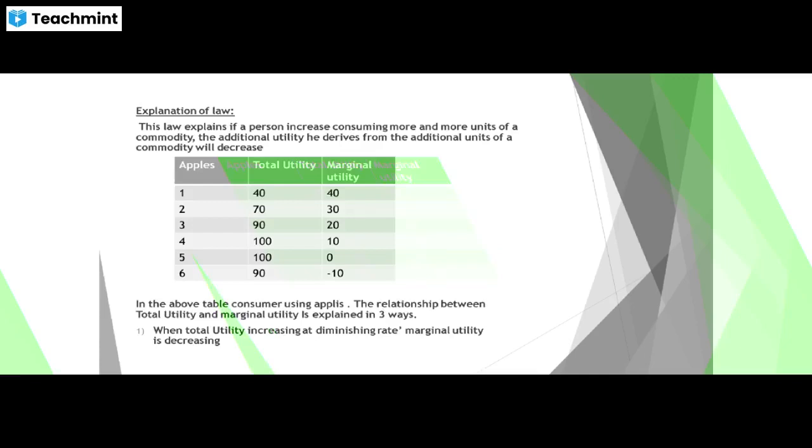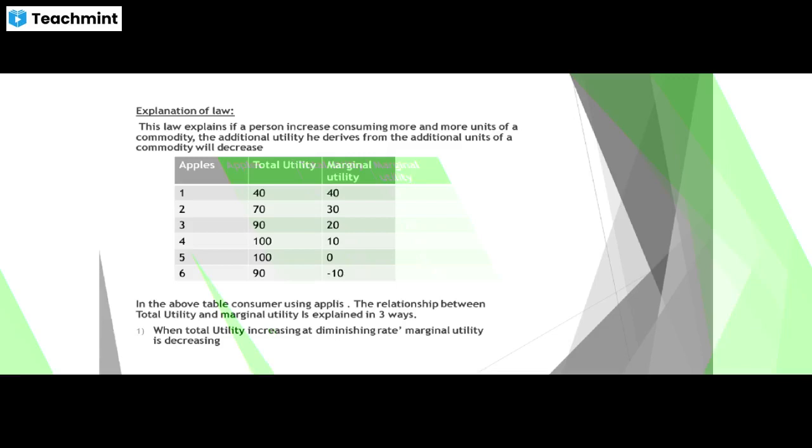This law explains that if a person consumes more and more units of a commodity, the additional utility he derives from the additional unit of the commodity will decrease. As I said, if you use one good continuously, every time the extra good will give less satisfaction. Here we'll take one example. First one, we take apples, 1 to 6 apples, and second total utility and the third one marginal utility.